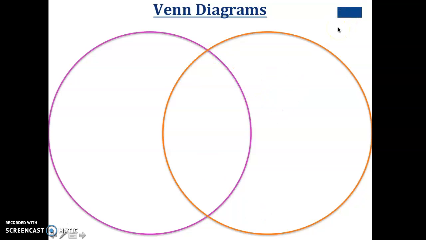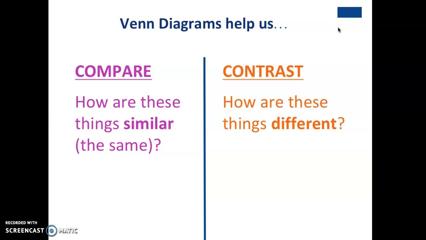And the reason we use Venn diagrams is because they help us do two things. The first is to compare. So how are these things similar or the same? What do they have in common? And they also help us contrast. So how are these things different? How are they not alike?